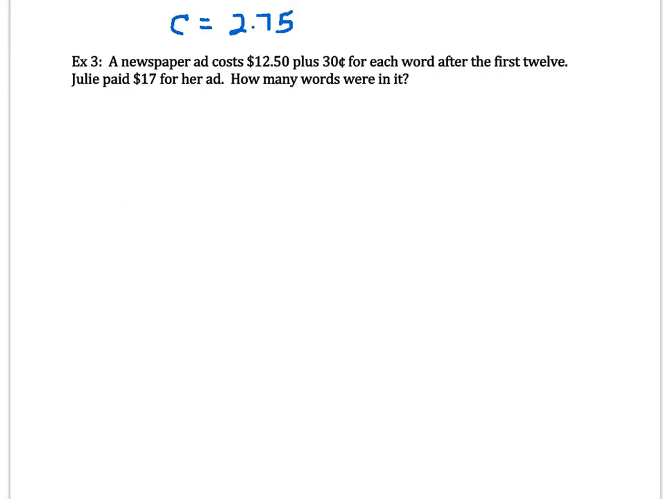Last example, we have a newspaper ad that costs $12.50 plus 30 cents for each word after the first 12 words. That means the first 12 words are free. Julie paid $17 for her ad. How many words were in it? So I'm going to let W equal total words.